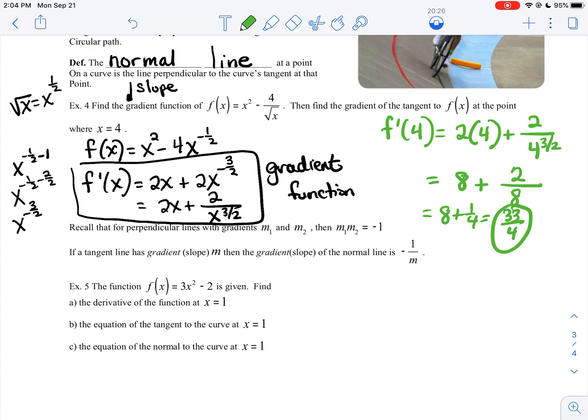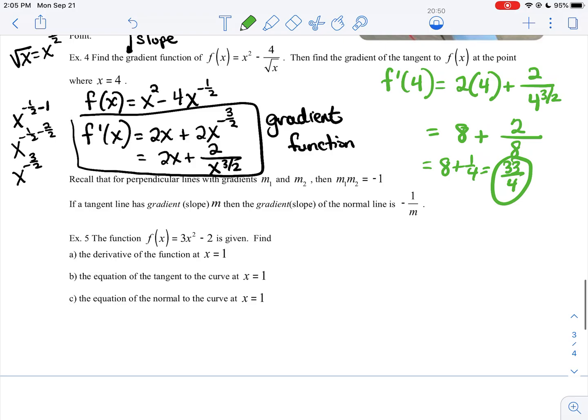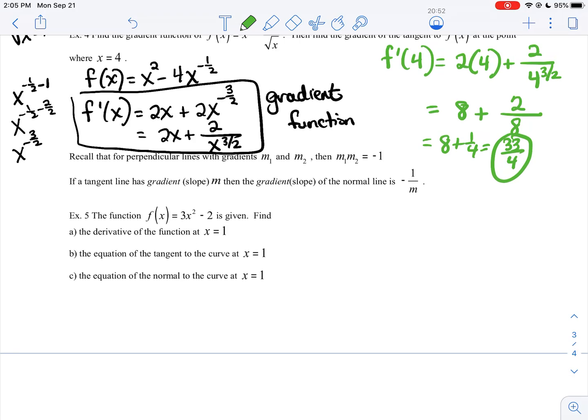Recall for perpendicular lines with gradients M1 and M2, if they're perpendicular, then the product of the two slopes is -1. So if a tangent line has a gradient of M, then the gradient of the normal line would be -1 over M. It's the opposite reciprocal.